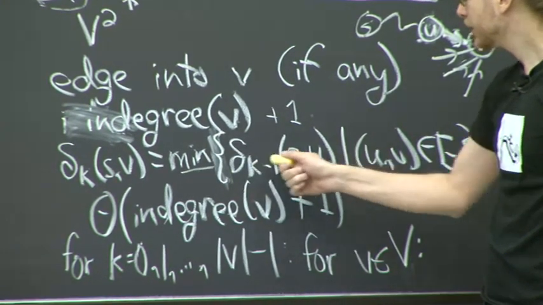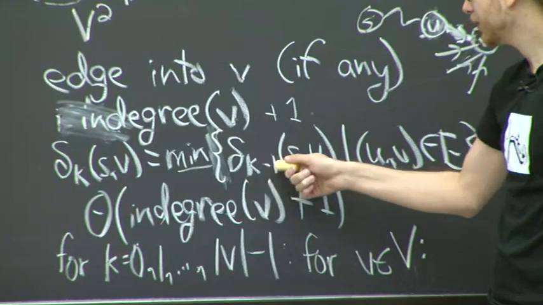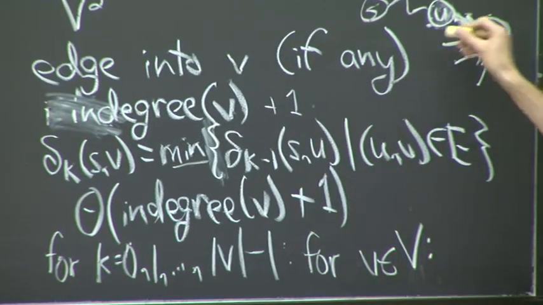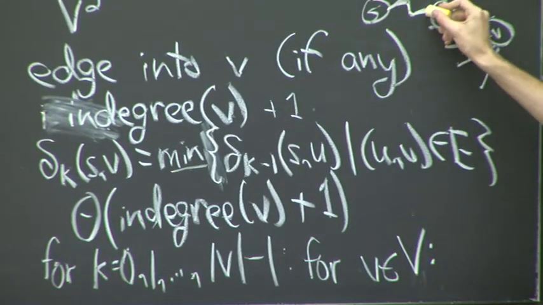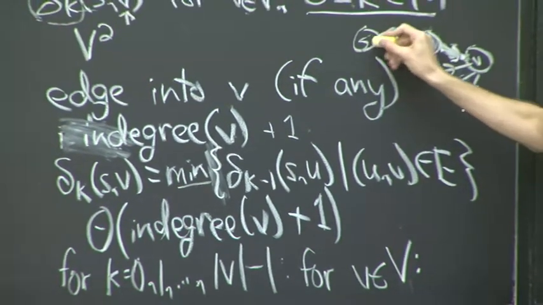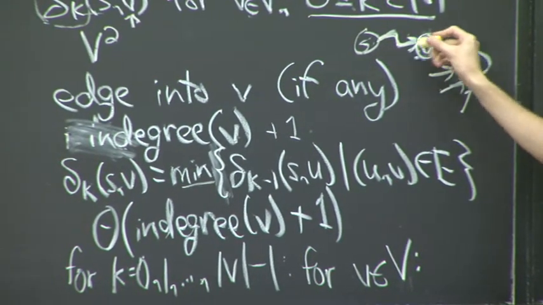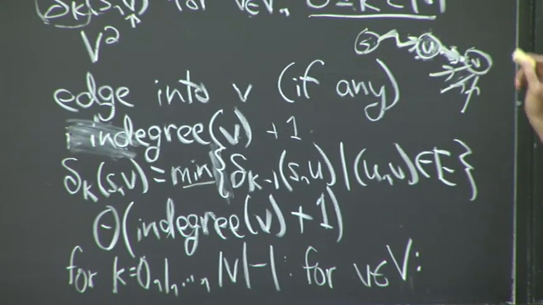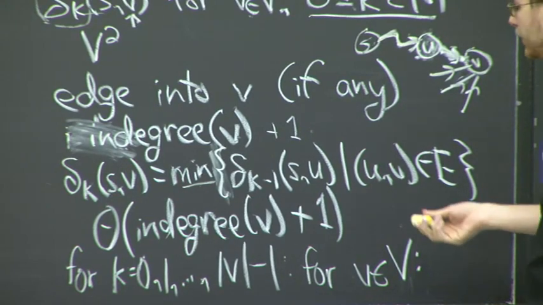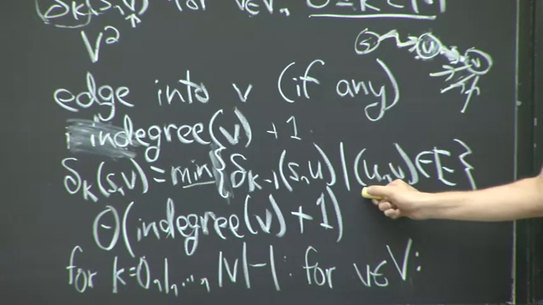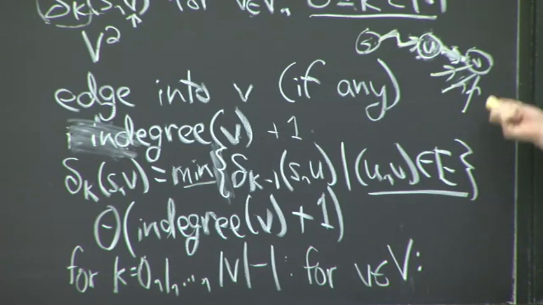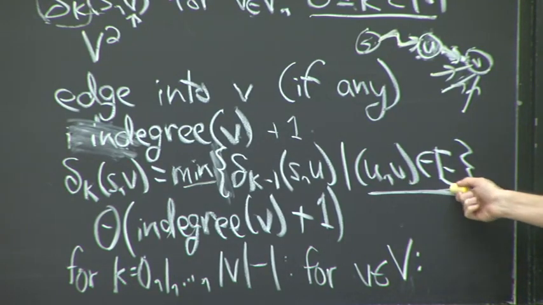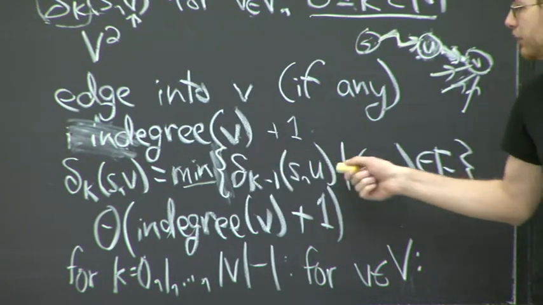So you compute a min of delta sub s, k minus 1, of s, u. The idea is we want to compute this part of the path, the s to u part. And we know that has one fewer edge because we just guessed what the last edge was. Except we don't really know what the last edge was, so we have to try them all. We try all the incoming edges into v. That's this part. And for each of them, we compute.